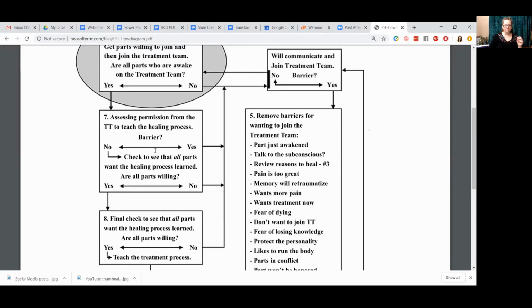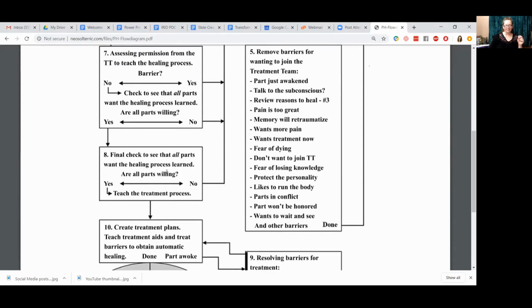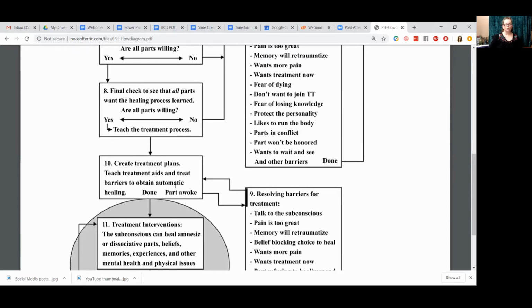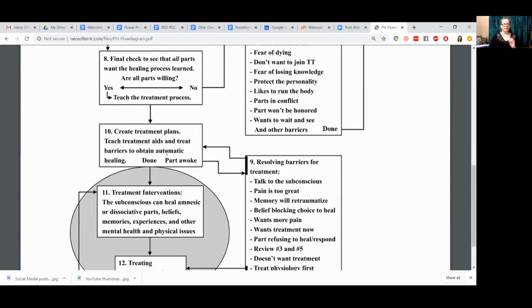So once everybody's on board, then you go to a final check to see that all parts are wanting the healing process to be learned. Then if there's a no, go back to step 5, go through that process for each part. And if there are no more parts, then we get into creating the treatment plan. So we want to teach the treatment aids and treat barriers to obtain this automatic healing. Once everybody's on board, the subconscious knows what to do, and it gets to work in reprogramming and processing these parts and these barriers that are in the subconscious, the unconscious.